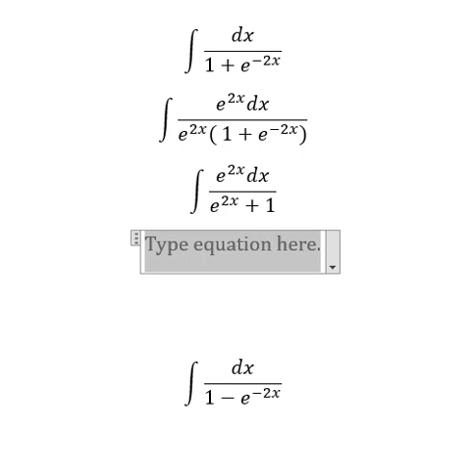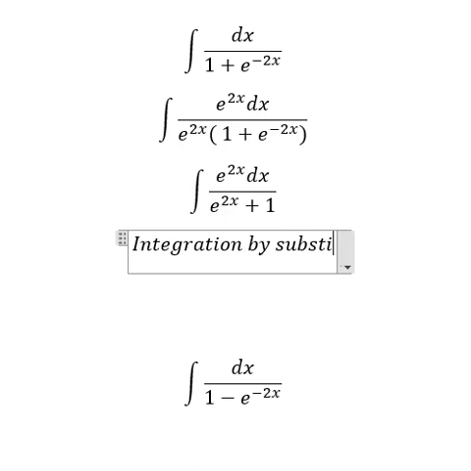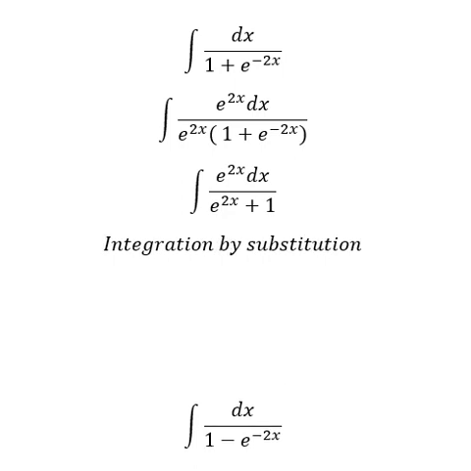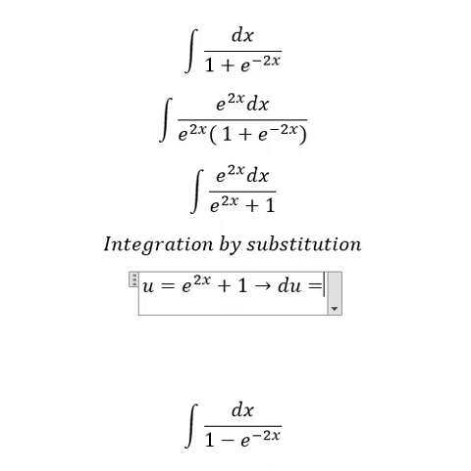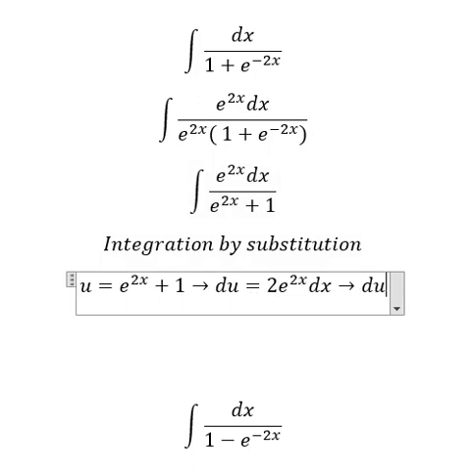So we can use integration by substitution. I will put u equals e to the power of 2s plus 1. Later, we need to first take the derivative of both sides, and we have 2e to the power of 2s ds. Because we don't have the number 2, we need to divide both sides by 2.